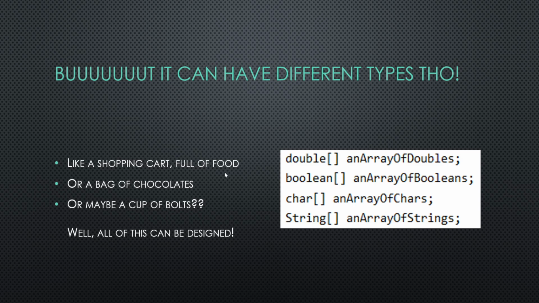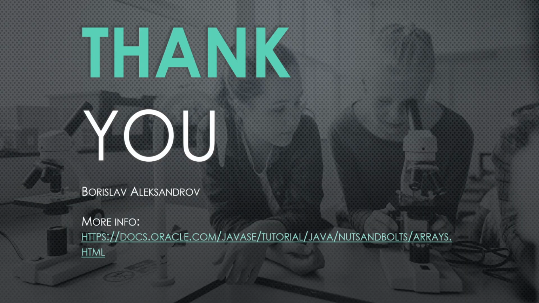So, as I said, it's like a shopping cart full of food, but it can have only one type of food. So if you want to buy 50 doubles in a shopping cart, yeah. If you want to buy 50 characters, yeah. Or a bag of chocolates, you have a bag of strings, a bag of words. And maybe a cup of boats, I don't know. It can be a list of anything you can imagine. That's what's beautiful about programming. Well, anything can be designed. Well, that's basically it. I told you it's going to be really simple.